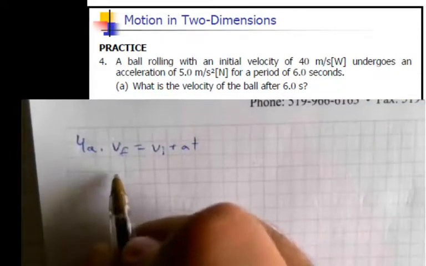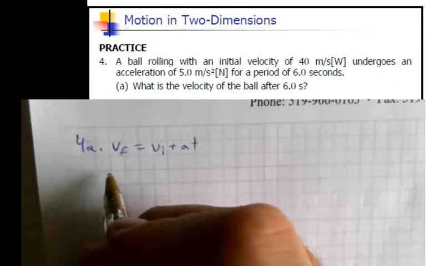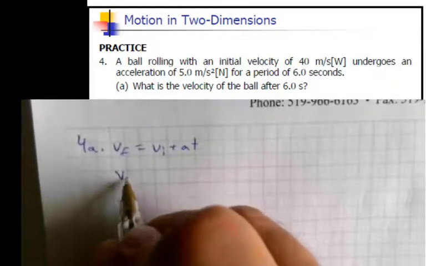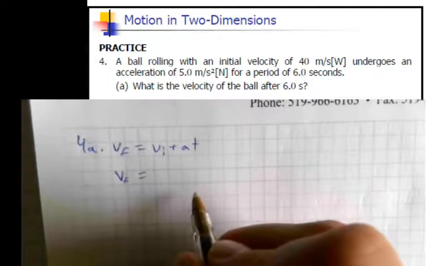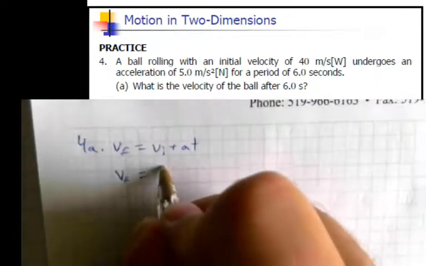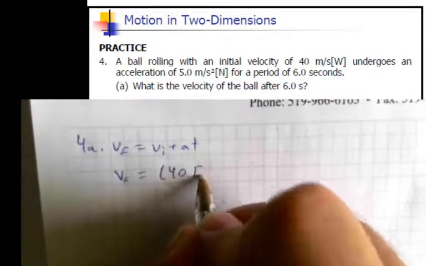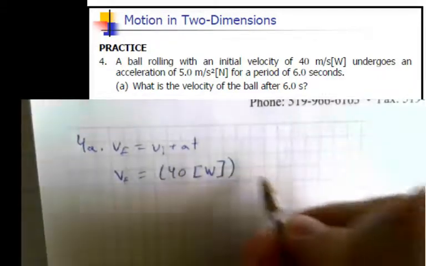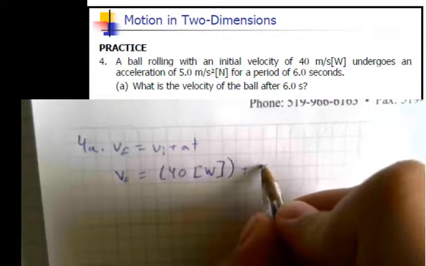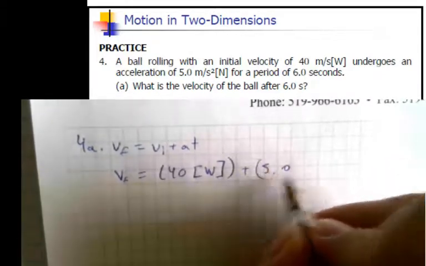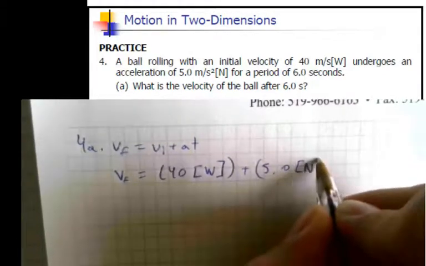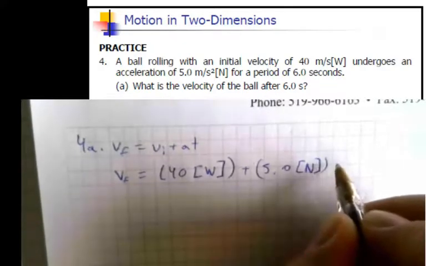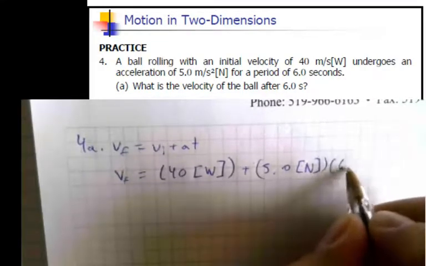And I need to find my final velocity, so let's start with substituting. VI is 40 meters per second west. A is 5.0 meters per second squared north. The time is 6 seconds.